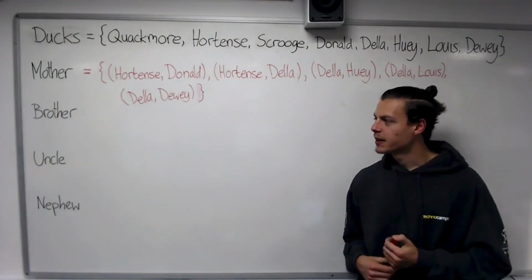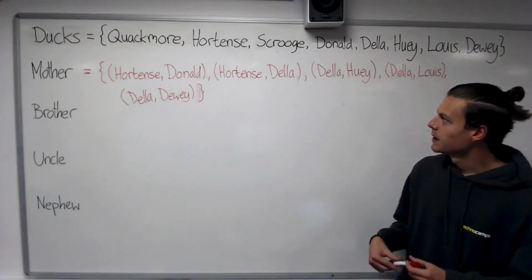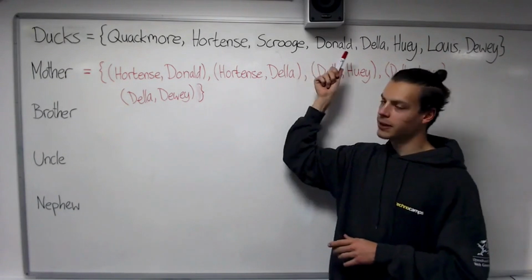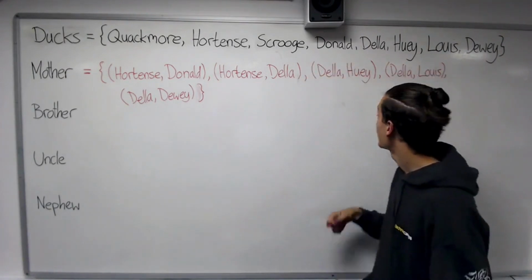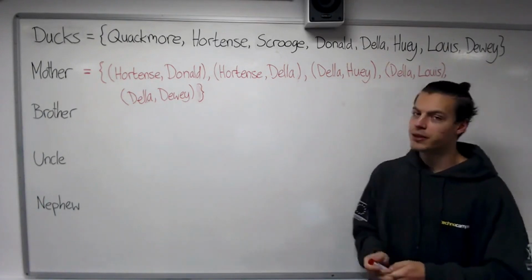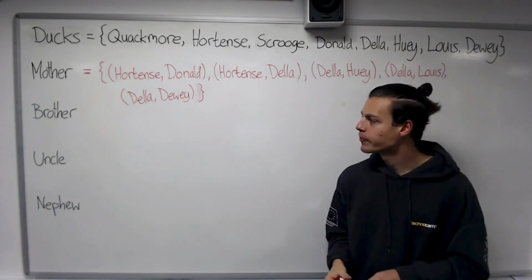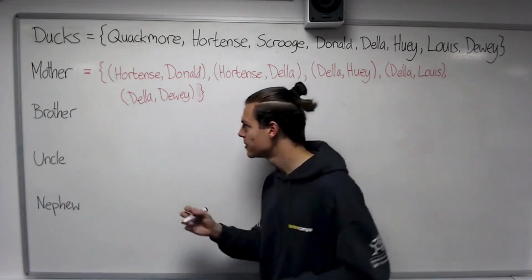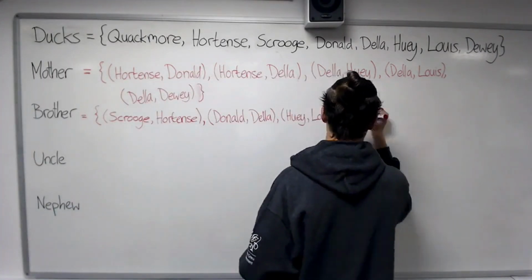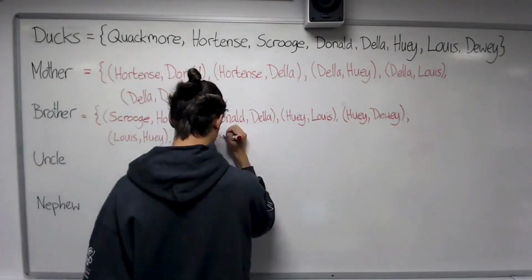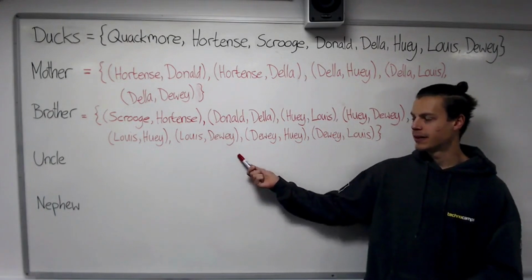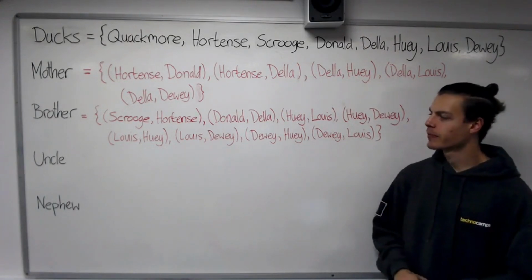Second relation is the brother relation. Now, Scrooge is the brother of Hortense, Donald is the brother of Della, and Huey, Louie, and Dewey are all brothers of one another. So let's write out this relation. There is the brother relation in full.